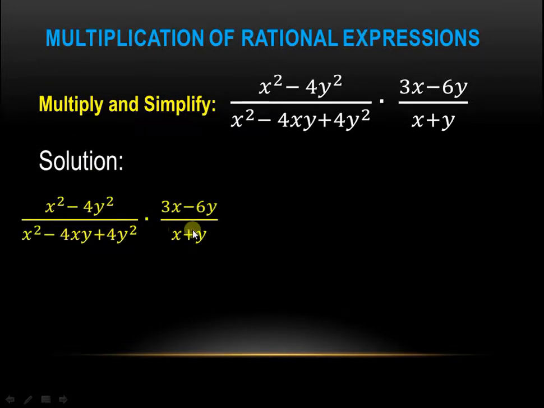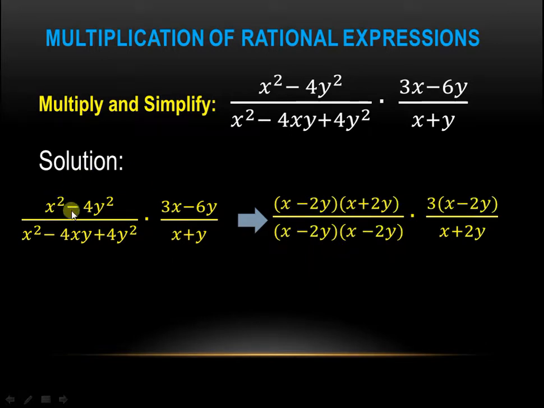If we cannot cancel anything, therefore we should think of factoring. We have to factor this if we can, also this one, this, and this. Let us see. The factor of x squared minus 4y squared is this. If you forgot your factoring, I will link the videos below, so check it out. And this one, the factor is this one, times this one, which can be factored by 3. The common factor is 3, so we have this and this one.